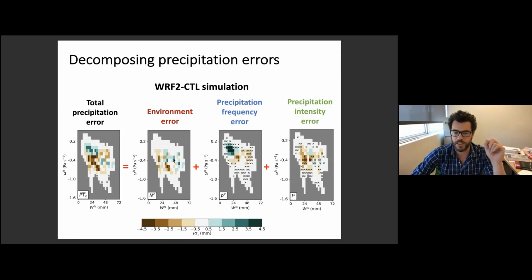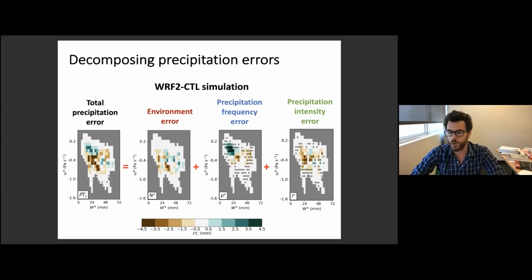And what we see is that in terms of the environment error, we get some negative errors for low vertical integrated water vapor, and positive errors for high vertical integrated water vapor. Basically, what this is telling us is that the WRF has an error in the vertical integrated water vapor, where too often it has too much humidity.